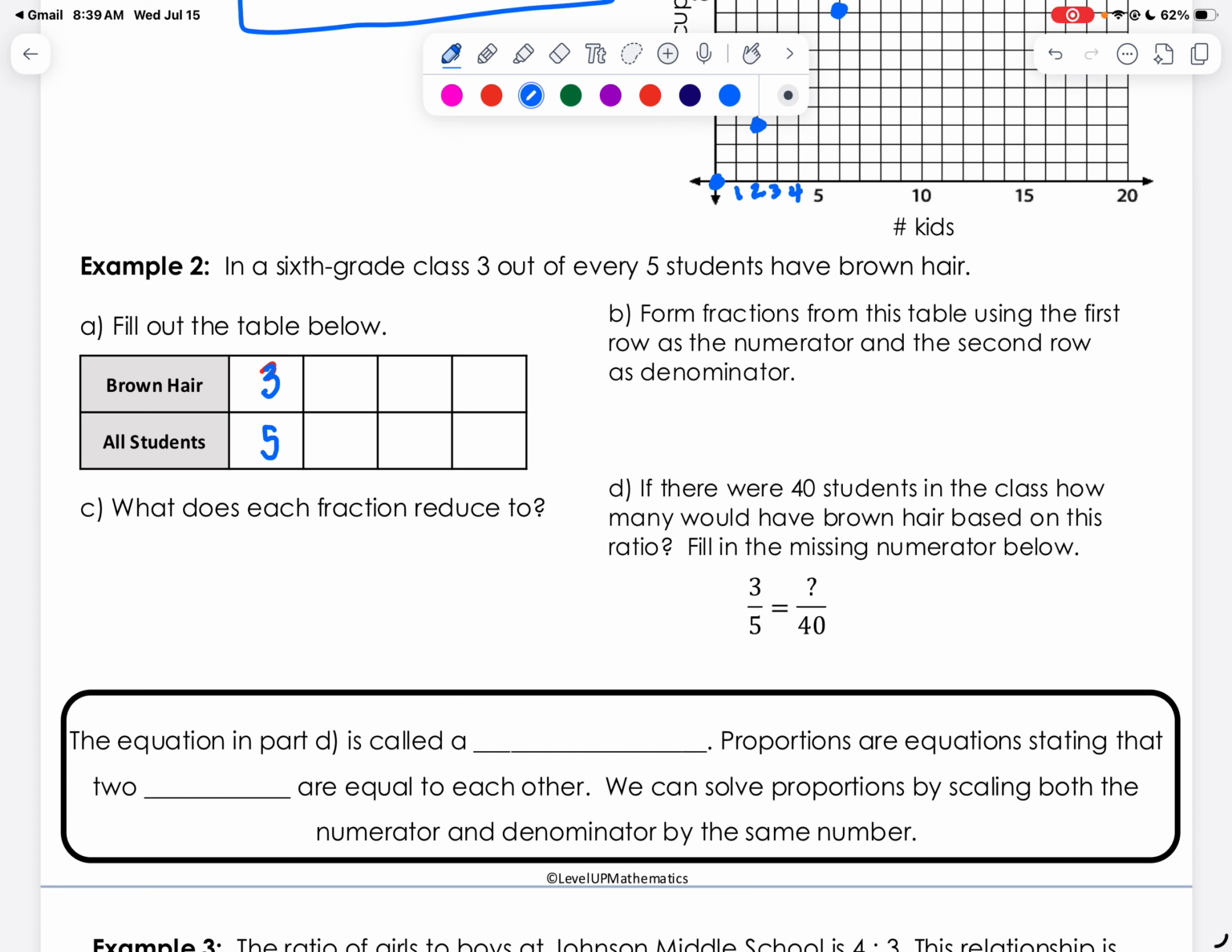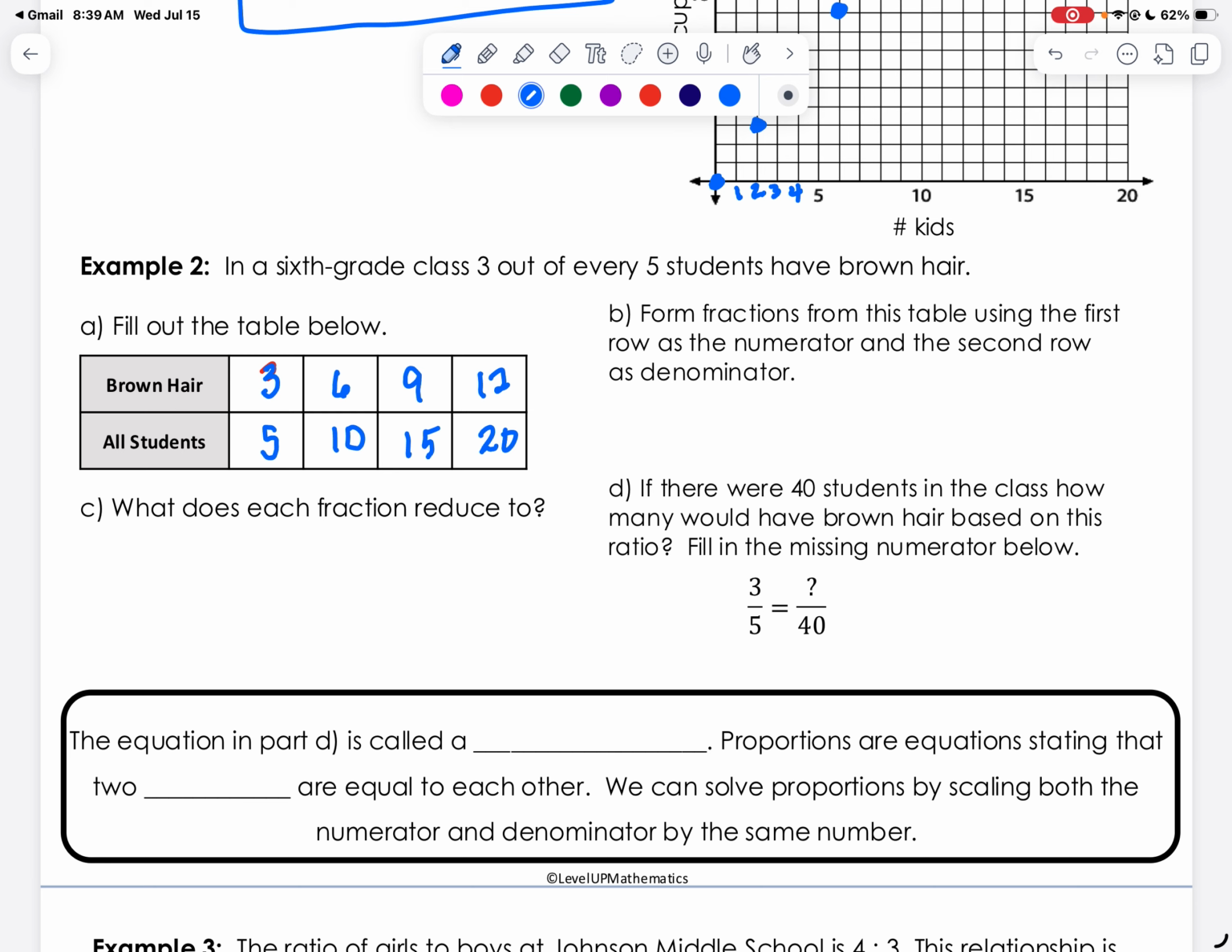Now, just like in the table above, I can scale this up. I can multiply by 2, and that would give me 6 to 10. I could multiply by 3 and get 9 to 15, or I could multiply by 4 and get 12 to 20.